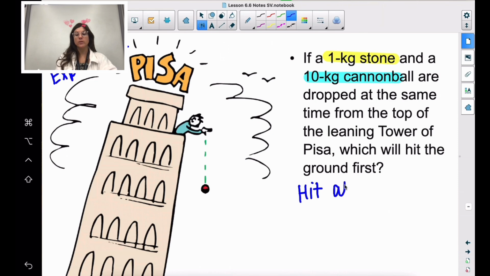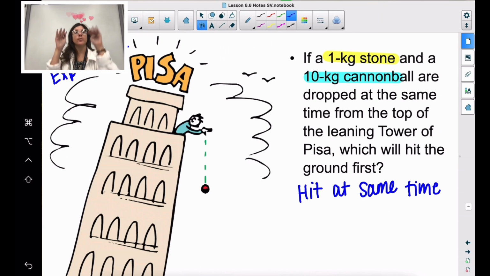And people were shocked. They expected the cannonball to hit significantly sooner than the stone. But no one had really ever done an experiment and tested it. Everybody just assumed a heavier object would hit the ground well before a lighter object. So when he did this experiment and they landed simultaneously, it really rocked the world. Why would this happen? Something heavy, you would think, would get more force, causing it to fall faster.